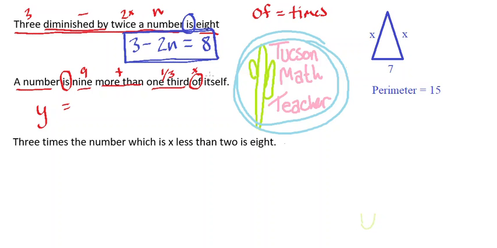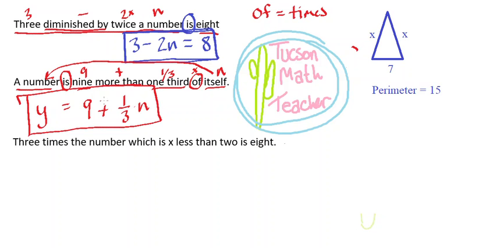1/3 times itself. Wait, what's itself? "Itself" refers all the way back to the number. A number is 9 more than 1/3 of itself. So that's going to be our variable again. So it is y equals 9 more than, plus, 1/3 times the number, and we can write it like this. This is fine. I will point out that we could have said y equals 9 plus n thirds. Sometimes we will simplify a fraction times a variable by just putting the variable in the numerator.